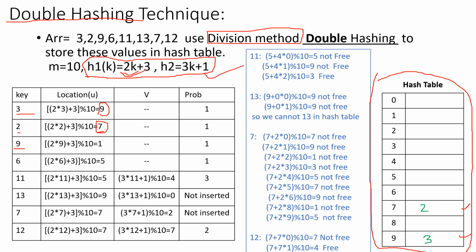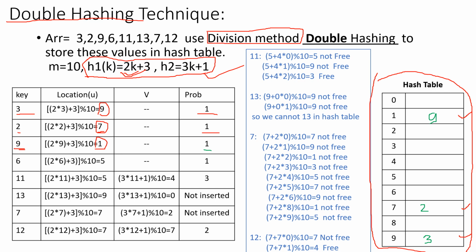Next element is 9. Using the first hash function, I'll calculate the index. And one more thing: if you get the place in a single time, then the number of probes is 1. Using the first hash function, we get the index 1. Check whether the first index of the hash table is free. Yes, it is free, so store 9 at the first index. You are getting it in a single time, so the number of probes is 1.